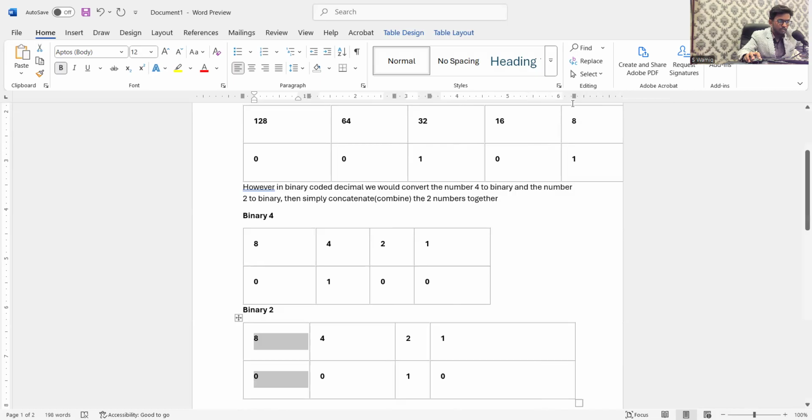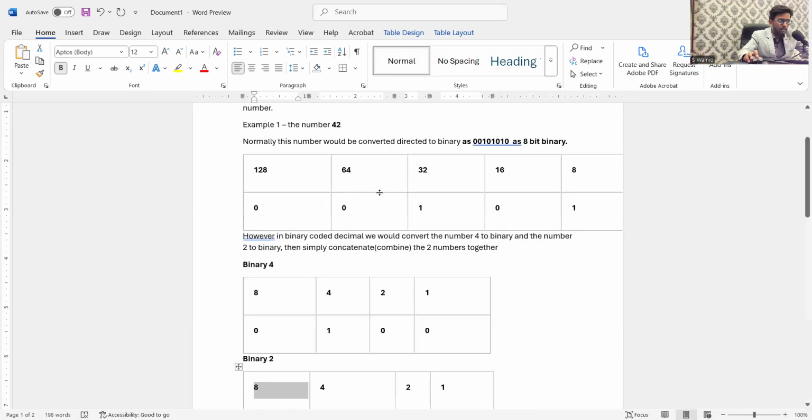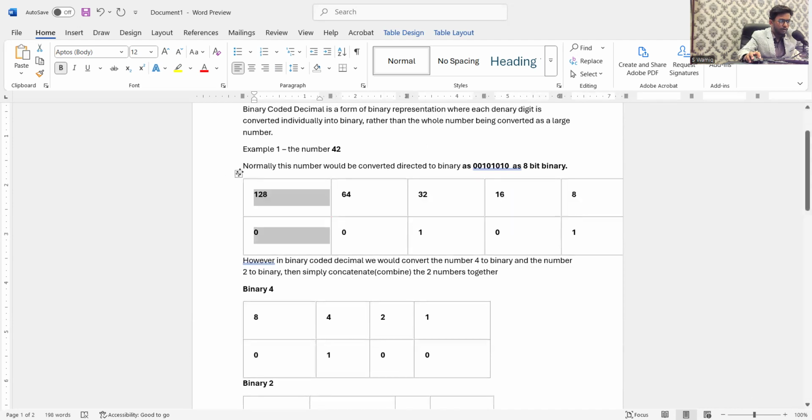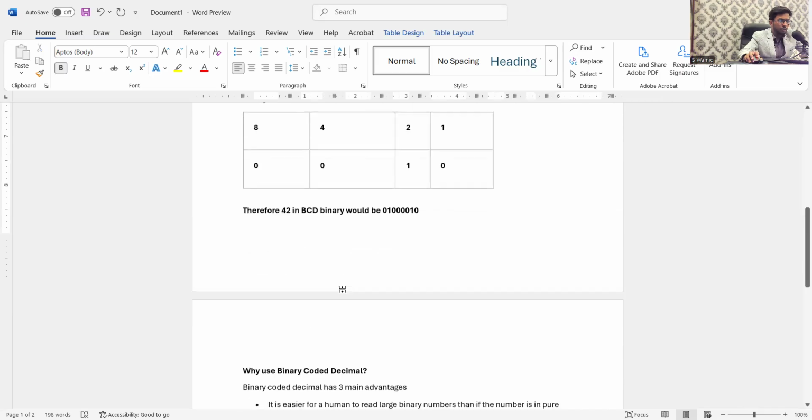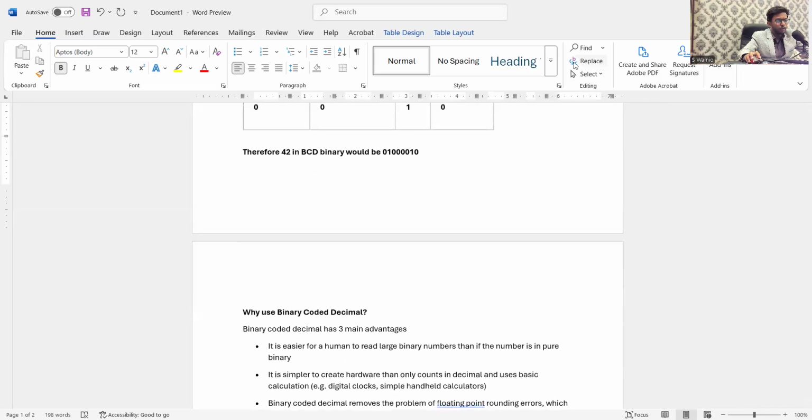So this is it for 4 and 2. And similarly, if I would convert the whole of that, it is going to be into a different format, but this is not basically what we are referring to right here. Let me just make it a bit clear for all of you. Okay, so therefore 42 in BCD would be this answer, because I'm going to take the individual values of 4 and 2.